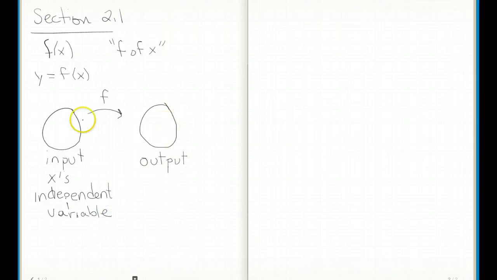And since the output depends upon what kind of input you plugged in, we could call these outputs over here the y's. So these outputs are the y's, and we could call these the dependent variable, because which y value it is depends upon what input you picked.